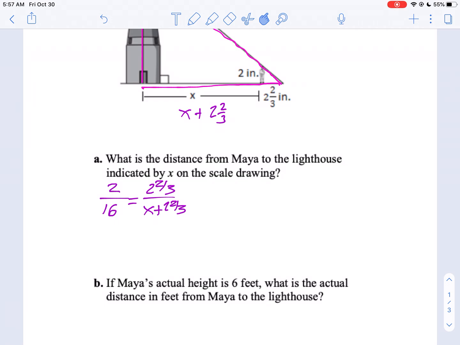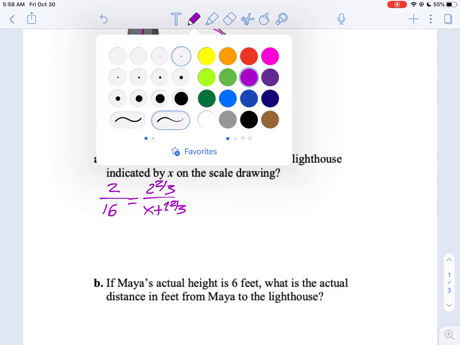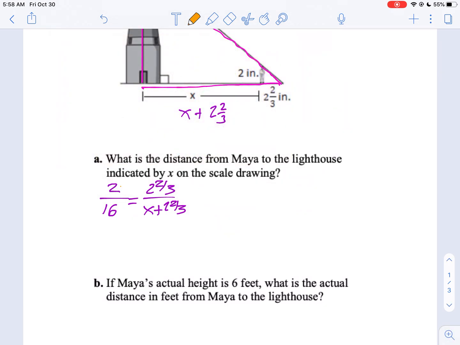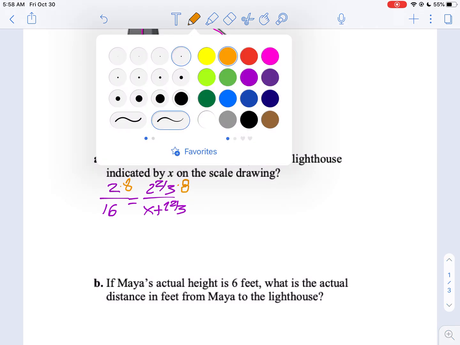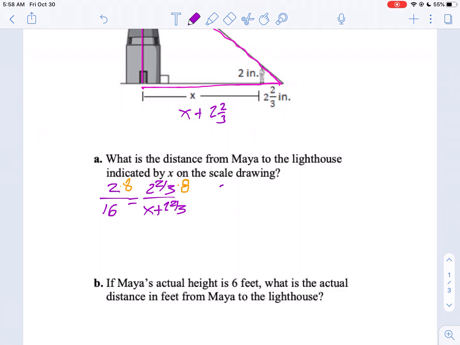I'm going to look at fractions here. I notice if I go from numerator to denominator, I actually multiply by 8, don't I? Because 2 times 8 is 16. Which means if I multiply the numerator by 8, I get the denominator. Let's write that out as a problem. So in other words, 2 2/3 times 8 equals X plus 2 2/3.